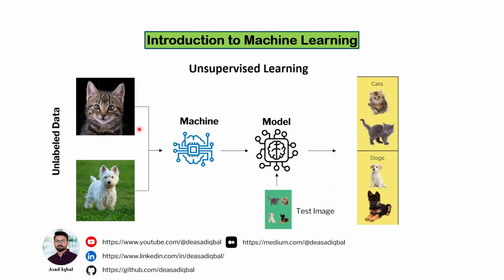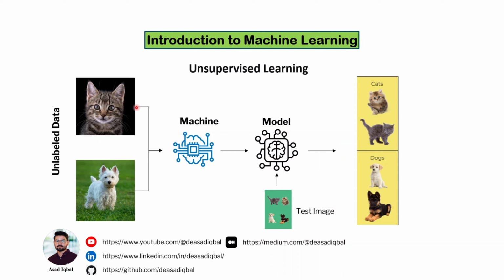So let's understand it with an example. Here we have the data set, which is unlabeled. Just for the example, we have taken two images, but in a real world scenario we have hundreds of images of cats and dogs. As you can see, we are not labeling them with the name. We know as humans this is the image of a cat and this is the image of a dog, but for the machine this image is completely unknown, right?